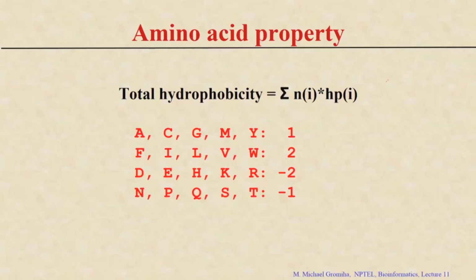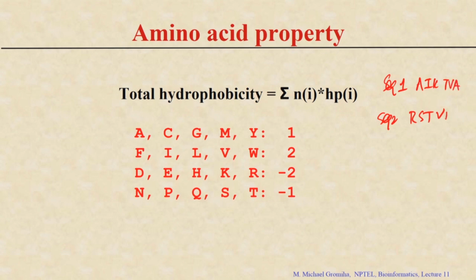For example, if you have sequence 1 and sequence 2, AIKT, and here RSTV, how far do these sequences behave based on hydrophobicity? So, you can put here again V A and T S. If you see this sequence number 1, we have values for the 20 residues.